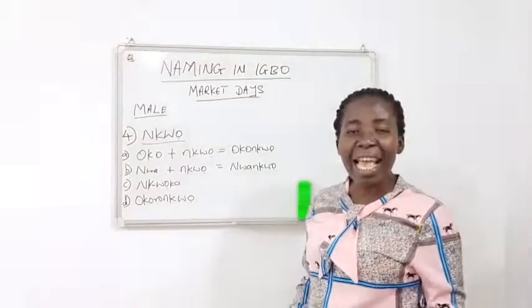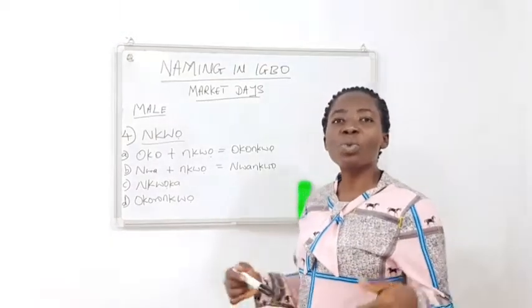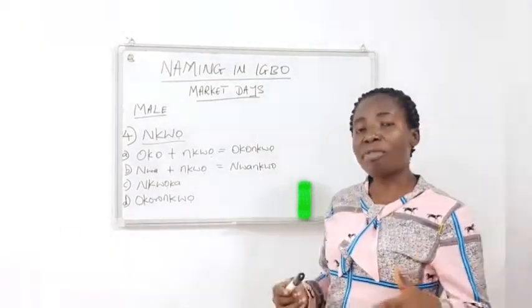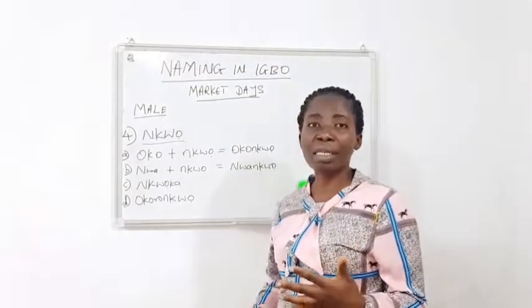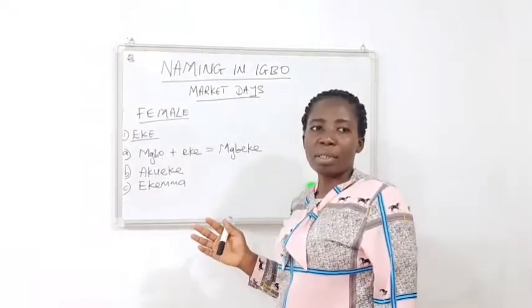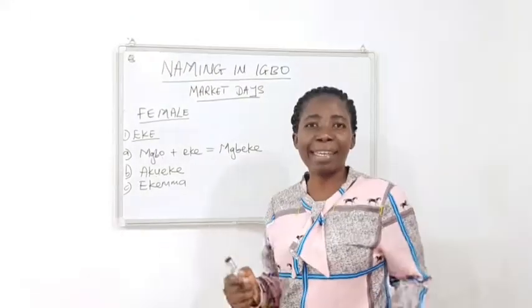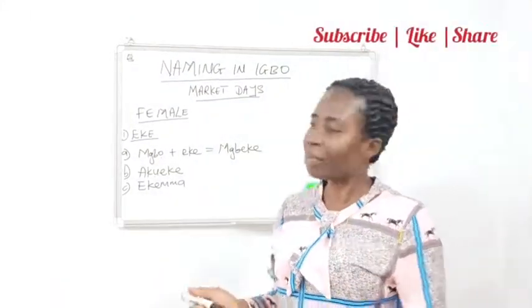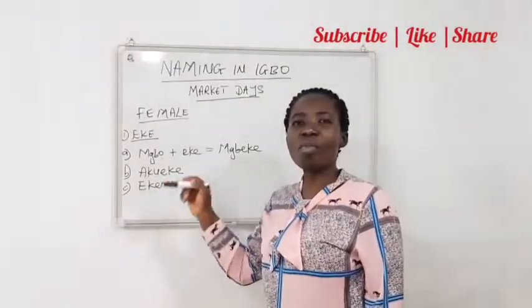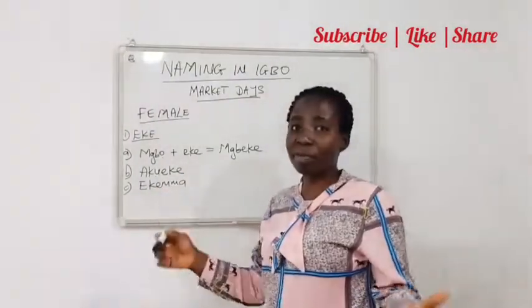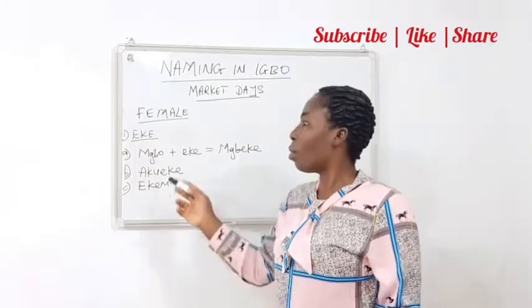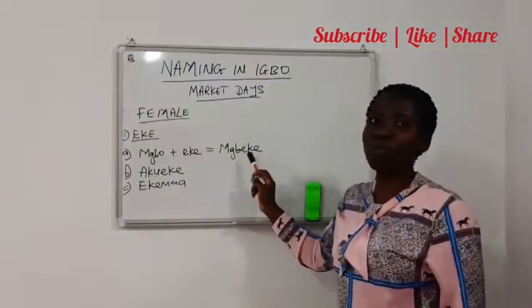Did you get that? So right now, let's go to the female names. If a female child is born on these days, these are the names that a female child born on an Eke day could bear. Number 1, we have Mbo plus Eke. Mbo means female. Mbo plus Eke, you have Mbweke.